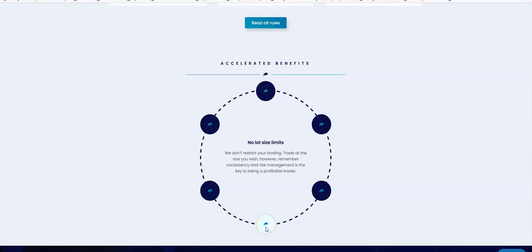Then it says, no lot size limit. That is another problem, because there is no lot size limit, a lot of people are placing big standard lots. But you have to know when to do it so that you will not blow the account. Remember, you only have 5% drawdown overall. So if you blow the account, you're finished. You are not getting it back. You have to get another one.